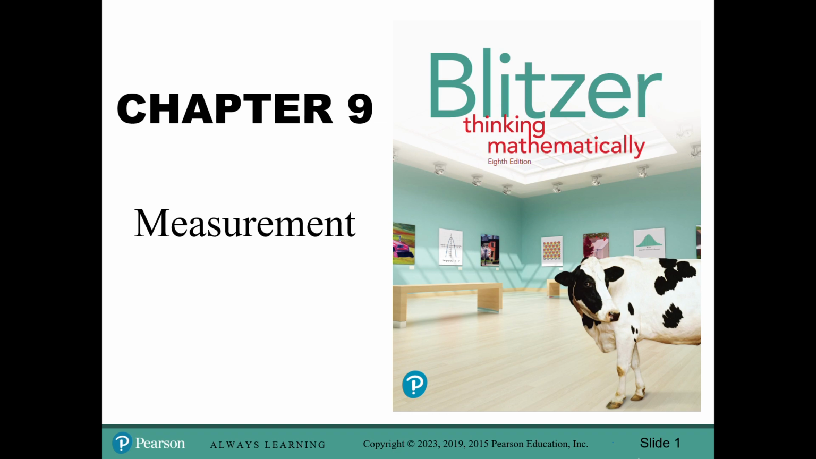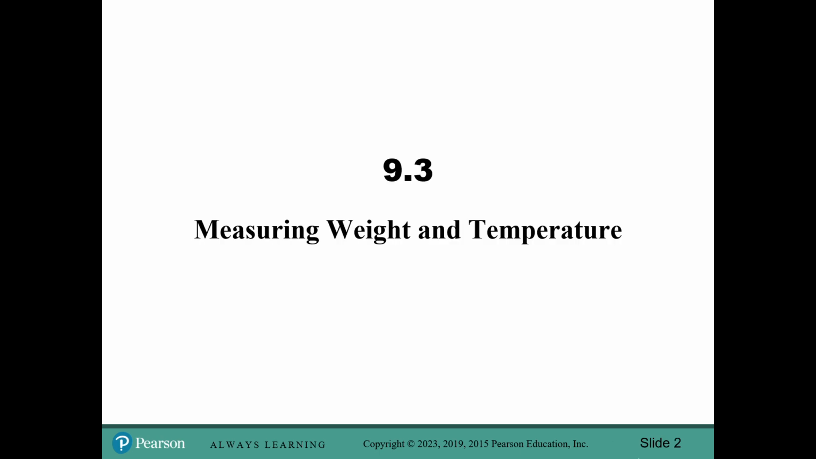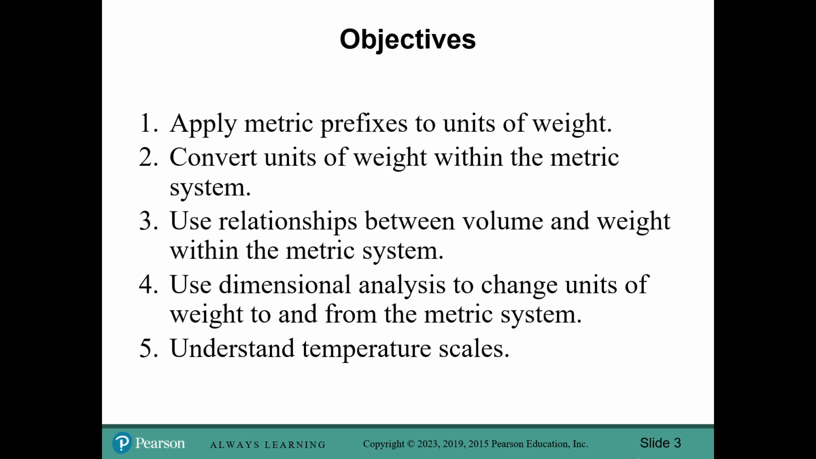Hello class, today we're continuing on with chapter 9, measurement. Today we're looking at 9.3, measuring weight and temperature. Our objectives today are to apply metric prefixes to units of weight, convert units of weight within the metric system, use relationships between volume and weight within the metric system, use dimensional analysis to change units of weight to and from the metric system, and understand temperature scales.